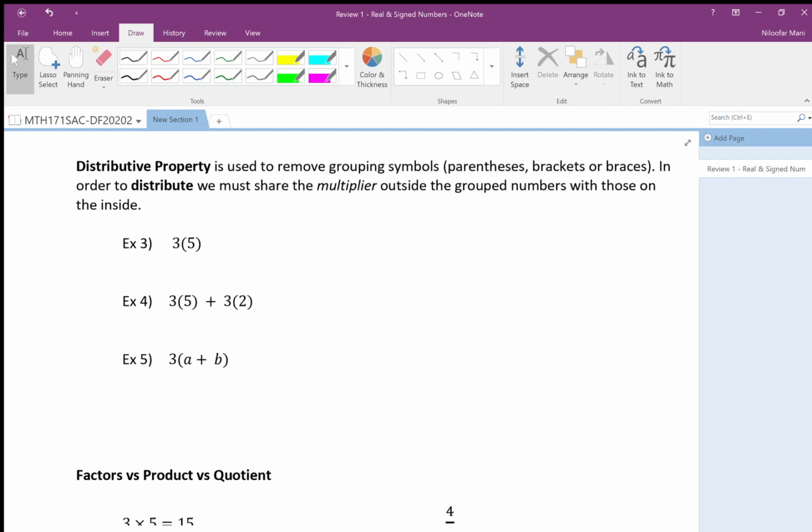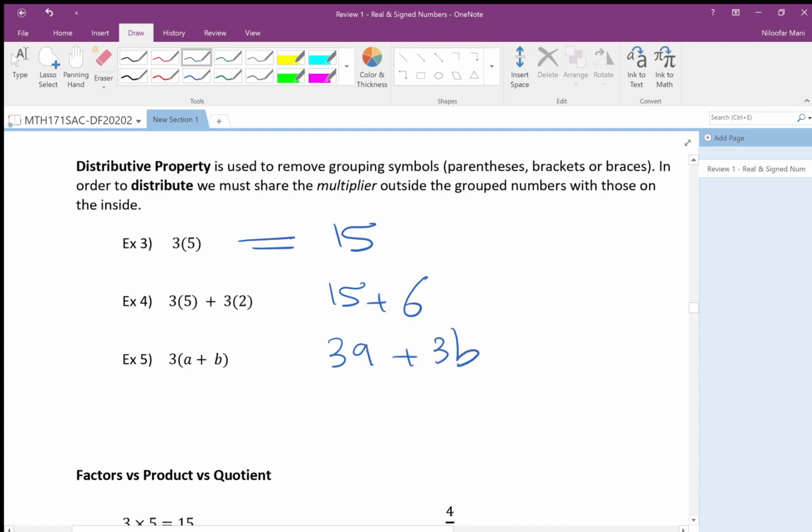So distributive property is used to remove grouping symbols. When you want to distribute, you have to just distribute the number inside the bracket. You have to multiply. So this is 15. This is 15 plus 6. This is 3a plus 3b. Okay, we have to multiply. But again, if I teach you order of operation, then you will learn this. I don't need to show you as a different lesson, different topic.